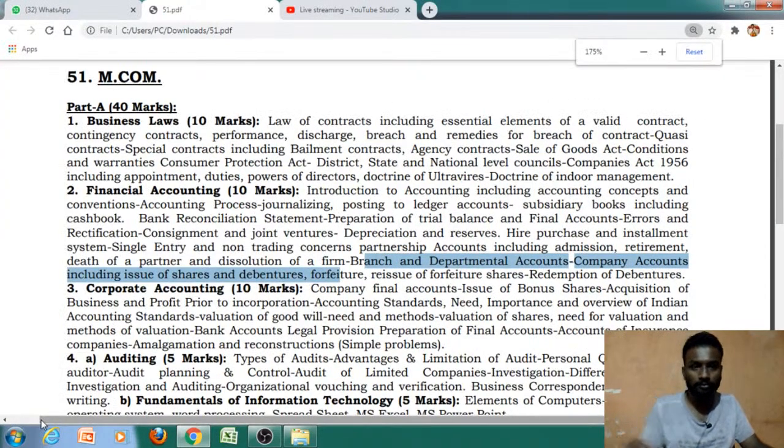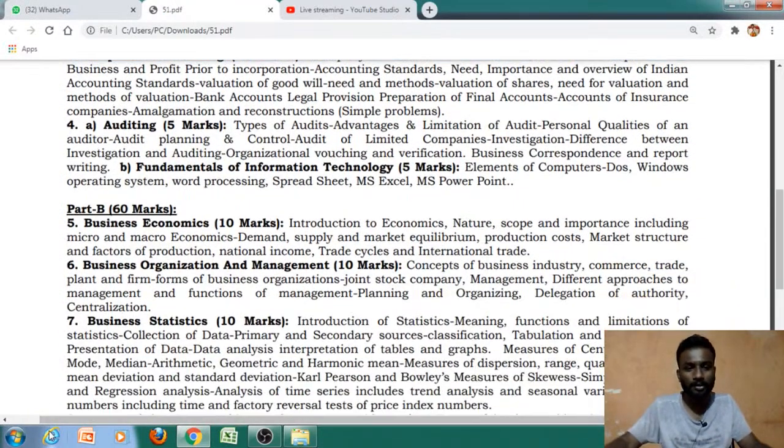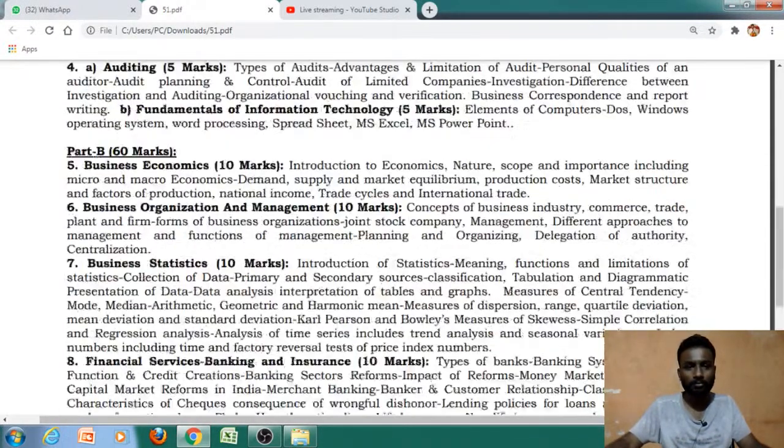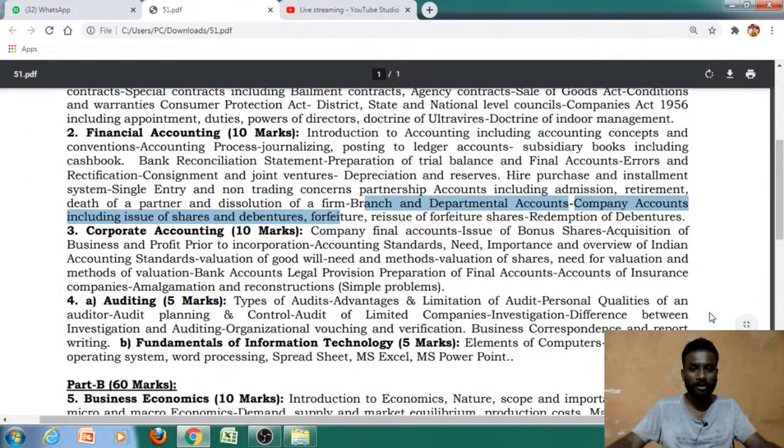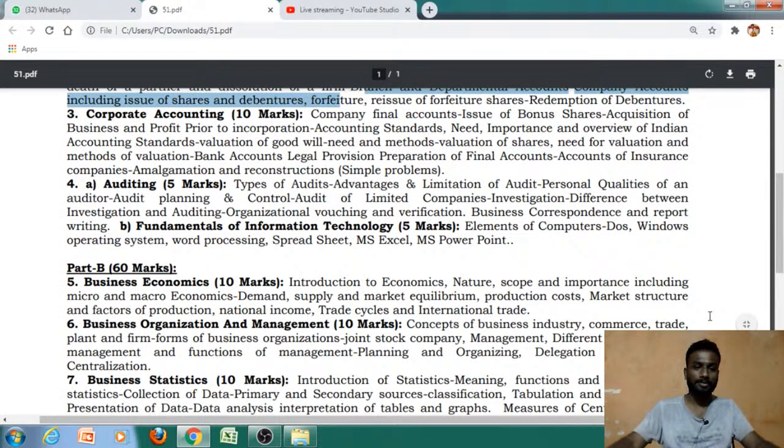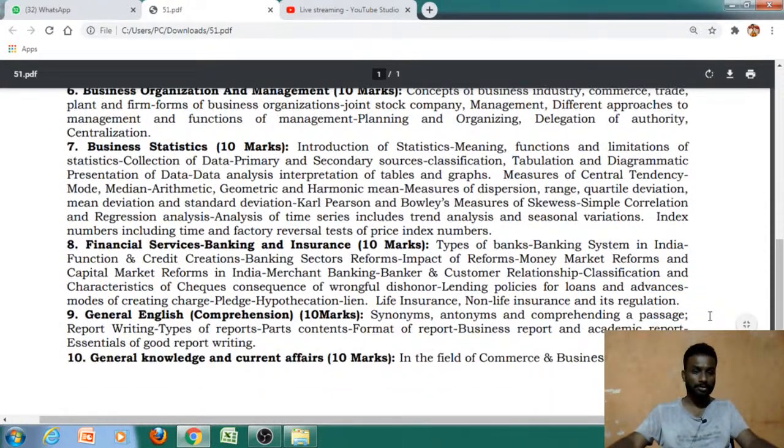You can see here, what kind of things generally appear. Business laws, financial accounting, corporate accounting, auditing, fundamentals of information technology, business economics, business organization management, business statistics, general English, general knowledge.